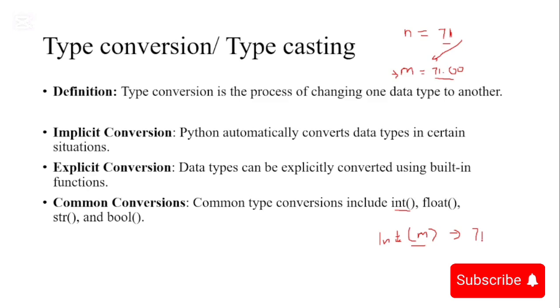Then we have the float function, the boolean function, and then the string function. These are the functions that we can use to do type casting.